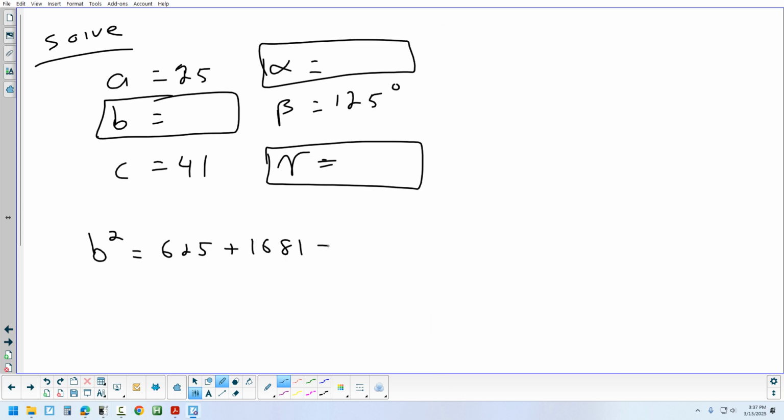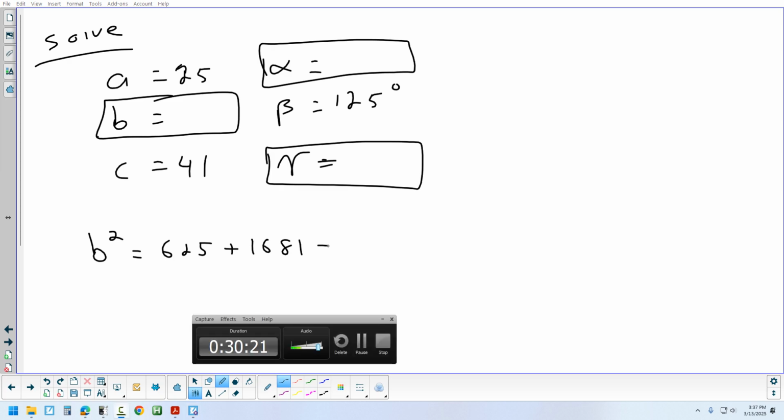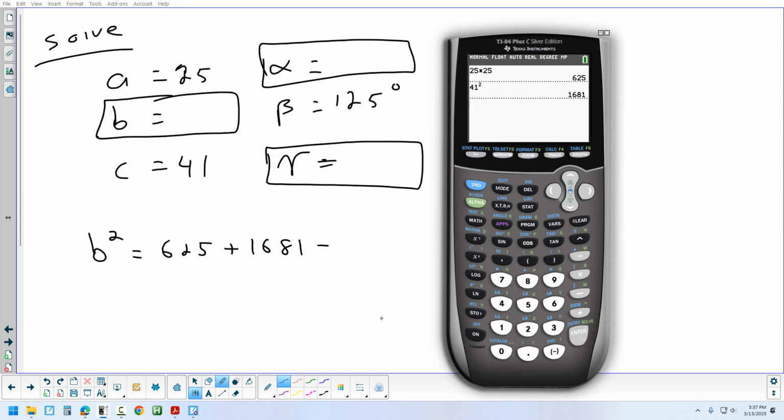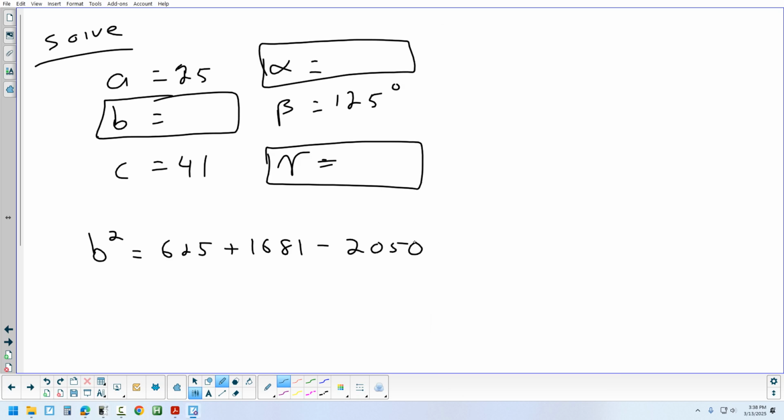And what comes after the a squared plus c squared? Minus 2ac. All right, so 2ac. So that's 2 times a times c is 2050. All right, and what else? And then times cosine. And then it would be beta in this case. Which is? Cosine beta. Yep, and that is how much? Oh yeah, 125. All right.